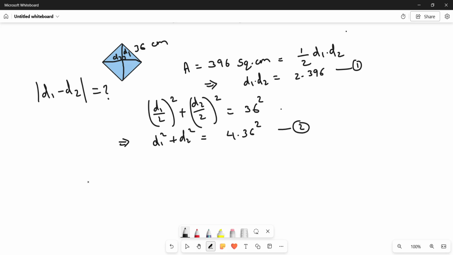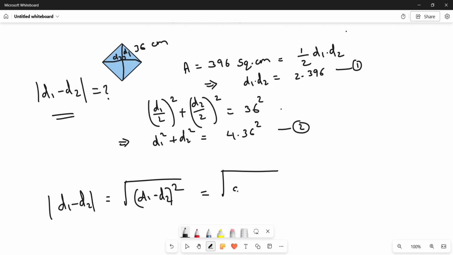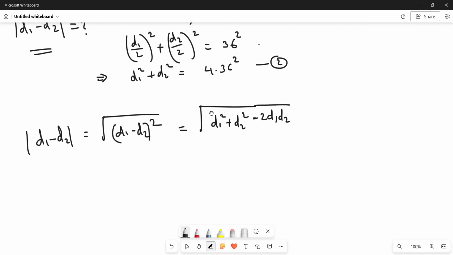So let's figure out this part now. d1 minus d2, the absolute difference, can be written as the root of d1 minus d2 whole square, right? So let's expand this. We know d1 square plus d2 square minus 2 d1 d2. Now we know d1 d2 from equation 1, and we know d1 square plus d2 square from equation 2. So let's substitute both equations here.